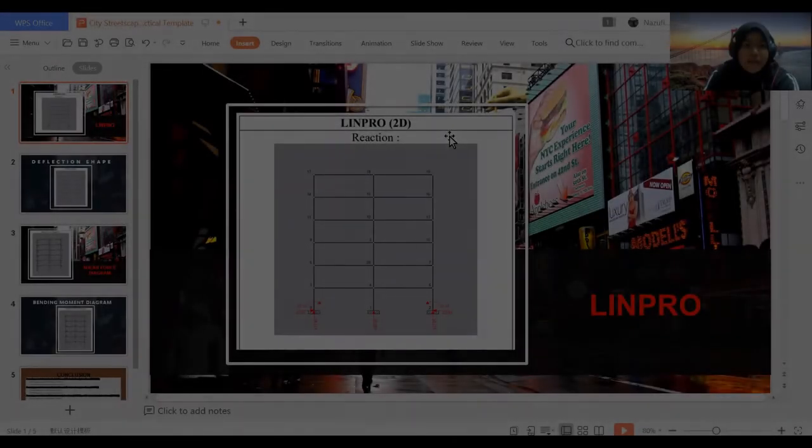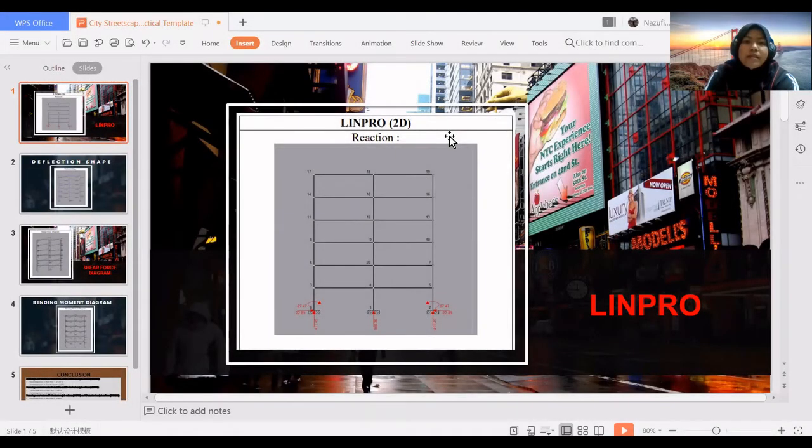Okay, next, my name is NAZURAH BINTI NAZLI. My matric number is 198076. I will show you the 2D structure analysis software, which is LIMPRO. So this is the result of the reaction after we apply the distributed load.